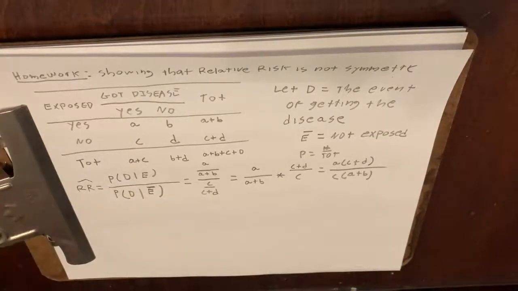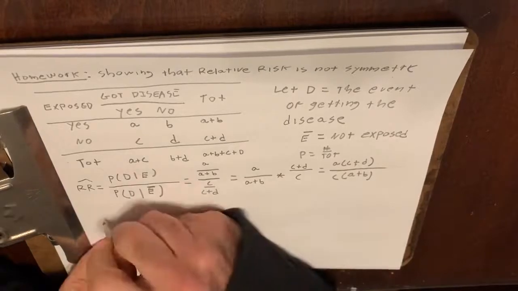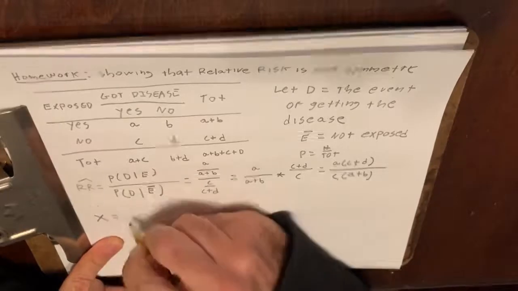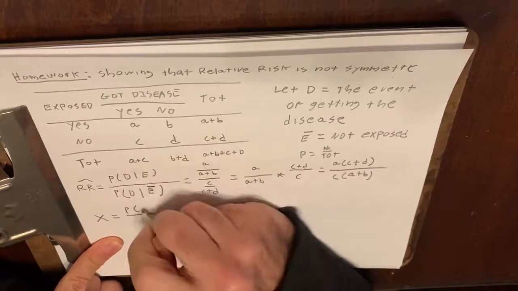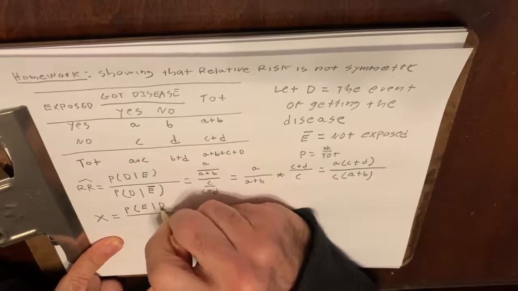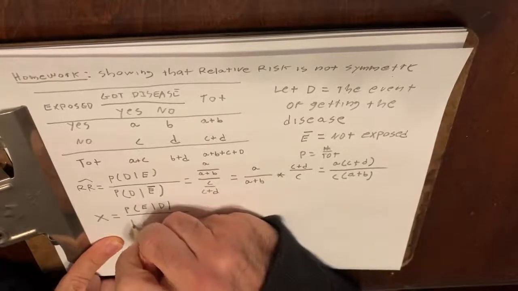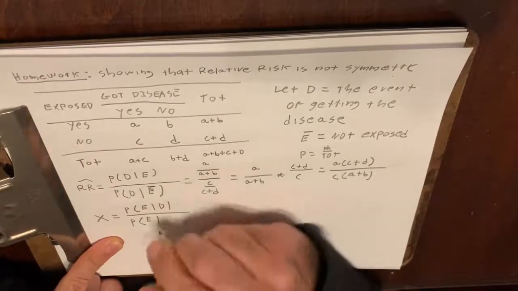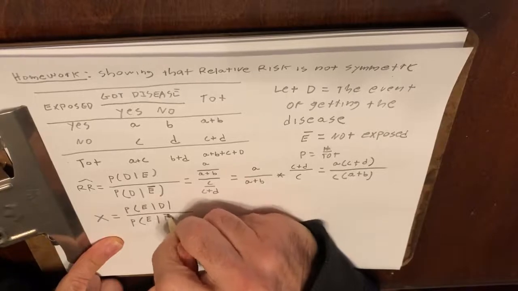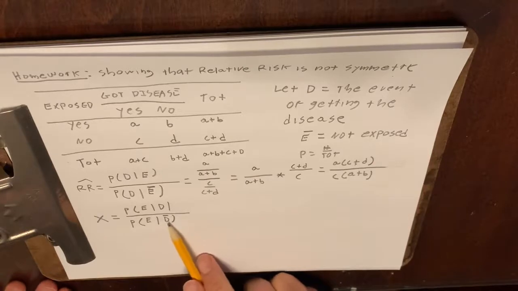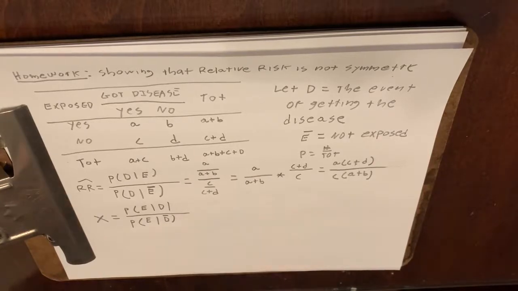Now, let's look at another quantity. I just want to call this quantity X. So let's look at the probability of randomly selecting a study subject who was exposed in the past, given that he or she had the actual disease, divided by the probability of randomly selecting a study subject who was exposed in the past, given that he or she did not have the disease. So again, I'm putting a little bar over the D to represent not having the disease.